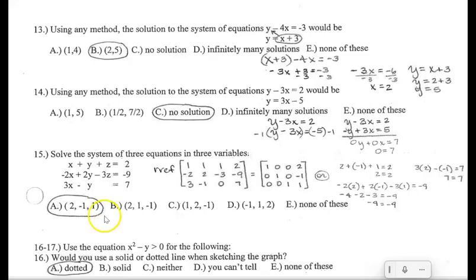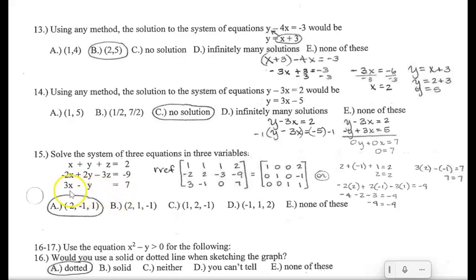That one worked. All right, so it has to work not just in one equation, but in all 3 equations. So let's take (2, -1, 1) and plug it into the second equation right here. So that's going to give us negative 4 minus 2 minus 3, which is negative 9, and that's what it was supposed to equal. So it also worked in the second equation.